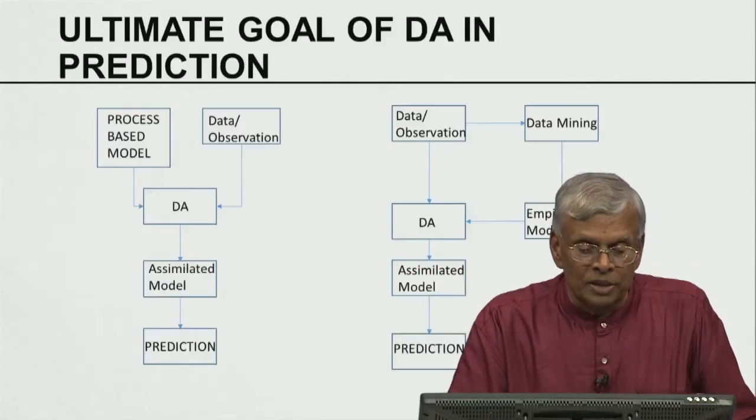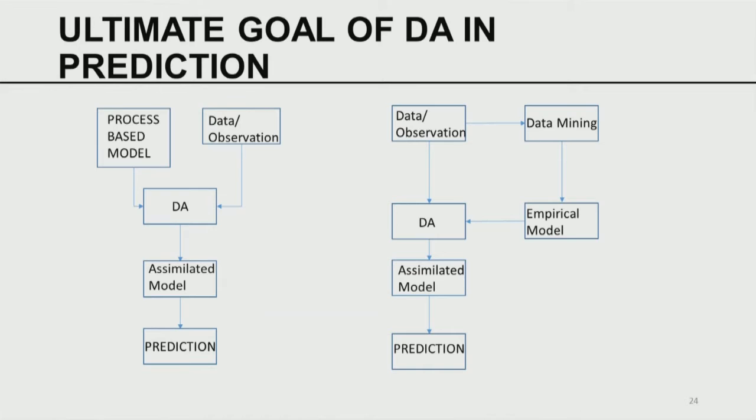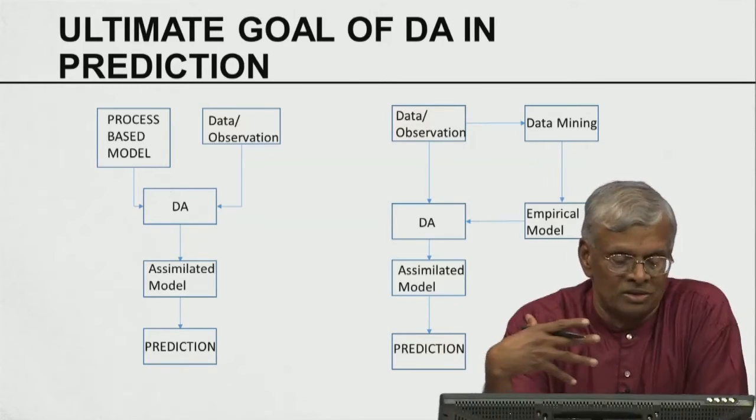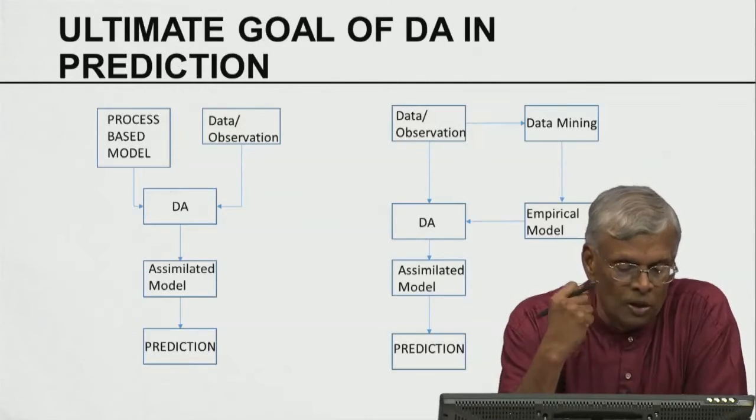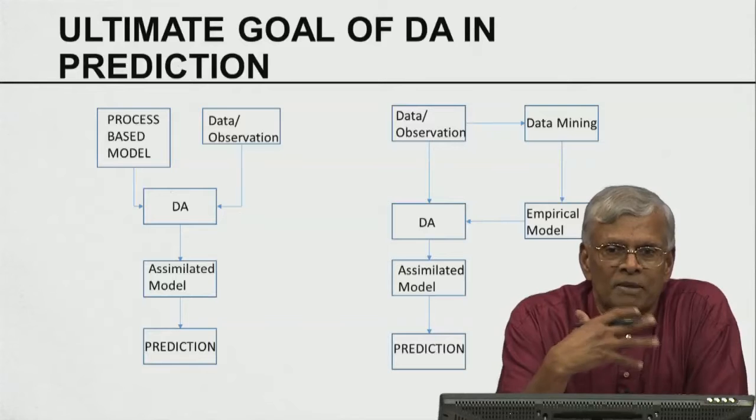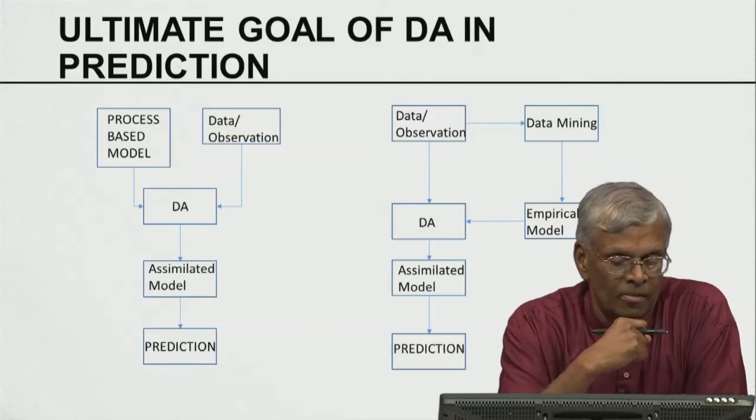Now I would like to continue the discussion further by summarizing the discussion so far in a block diagram. So why do we do all these things? The ultimate goal of data assimilation is prediction. Data assimilation is a part of the predictive process. So data assimilation is a part of the predictive science, if you wish to call it. And prediction is fundamental to everything we do in life.